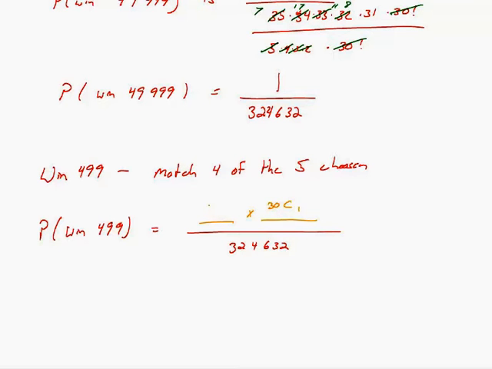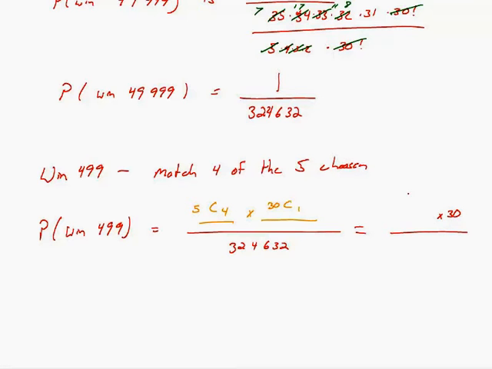And then I have to figure out how many ways I can match 4 of those 5. Again, that's a combination problem, so I have 5 choose 4. We need to simplify this. The nice thing about the 30 choose 1 is that the answer is just going to be 30.